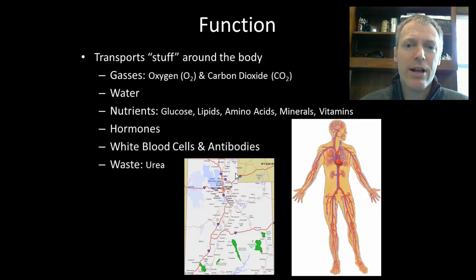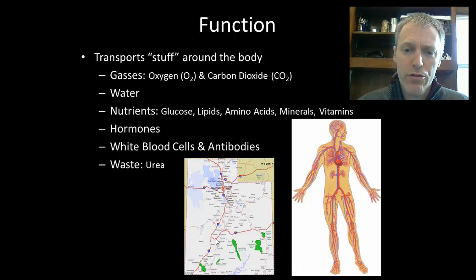These could be gases like oxygen and carbon dioxide. They could be waste products like urea. They might be cells like white blood cells, red blood cells, hormones, antibodies, water. There's all kinds of things that need to be moved from one part of the body to somewhere else. And so the circulatory system basically acts like a highway system throughout the body.